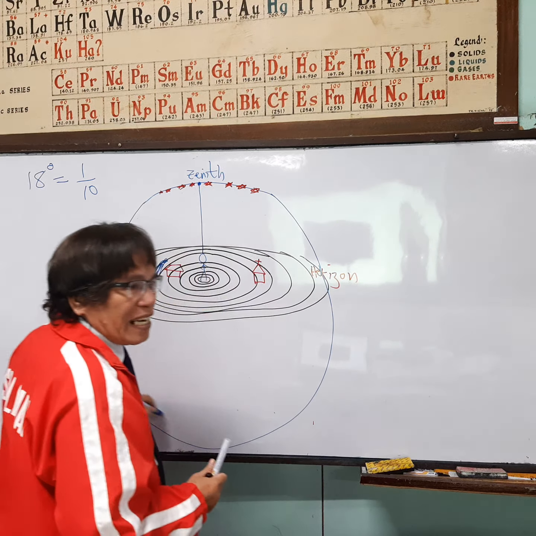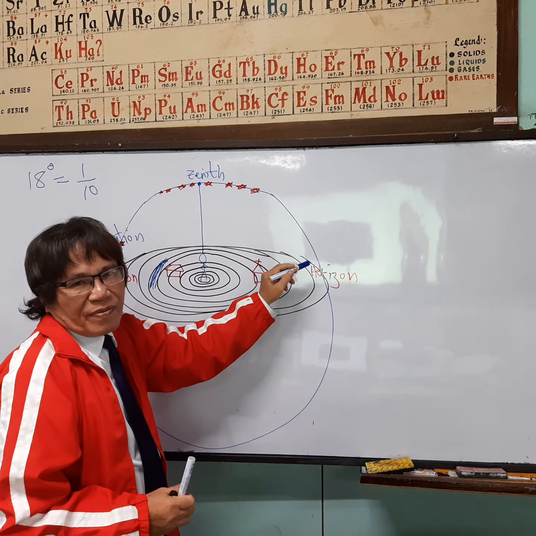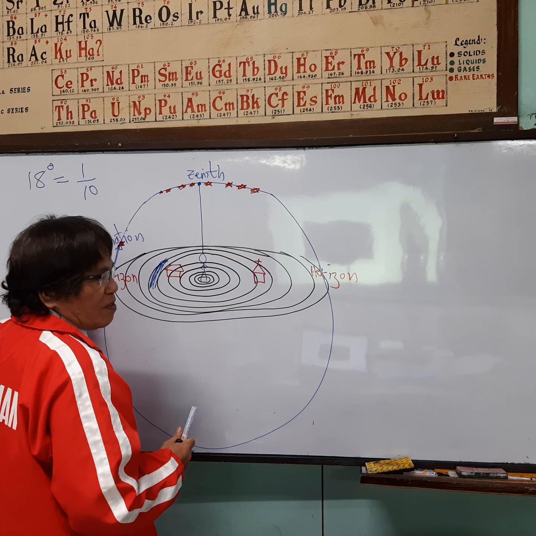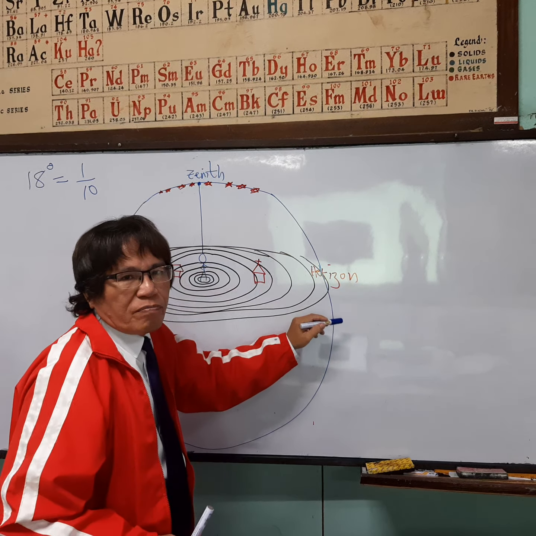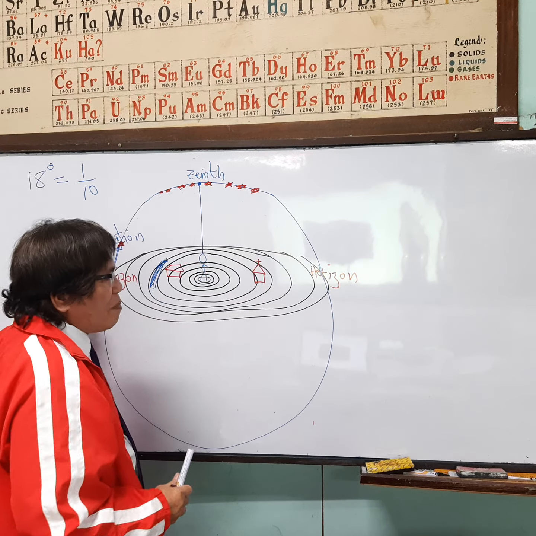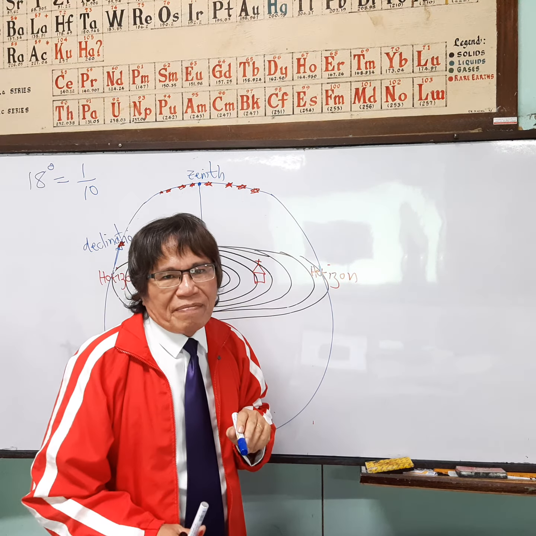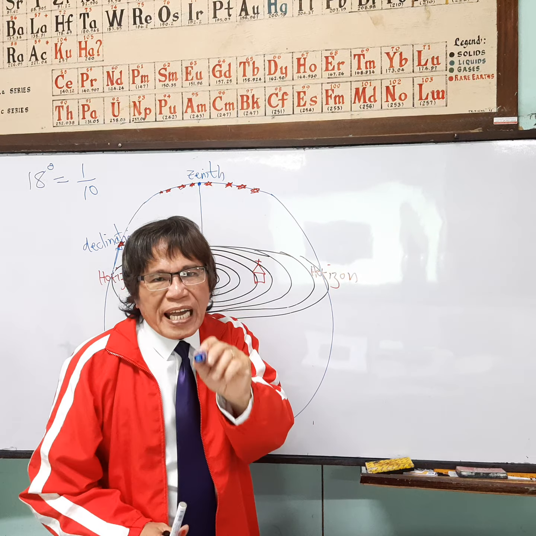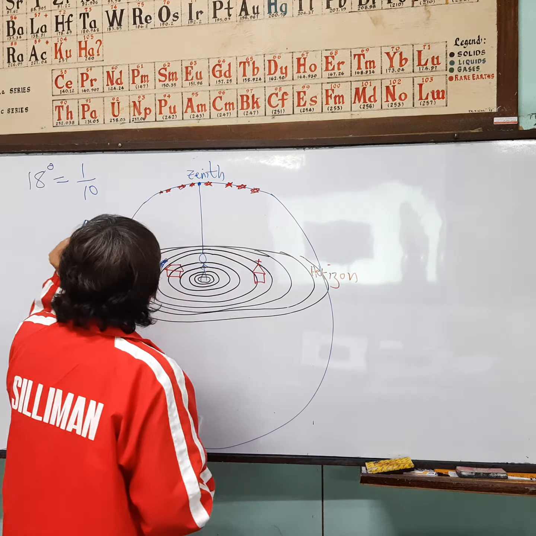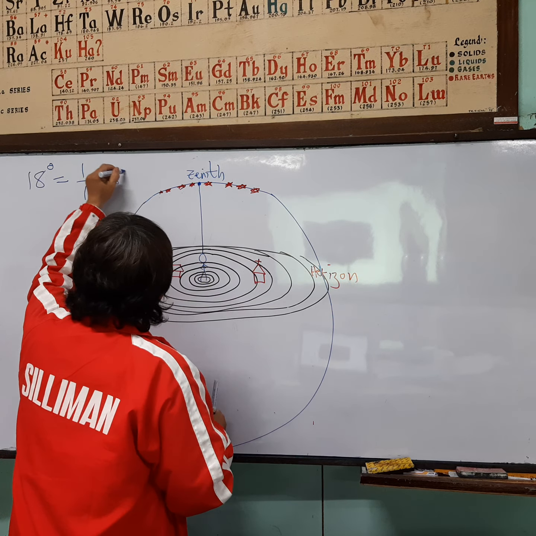Because the total path, the entire dome, would be a circular one. We only have half of the sky. We see only half of the sky. So half of the sky means 180 degrees. So 18 degrees is just 1/10 of 180 degrees.